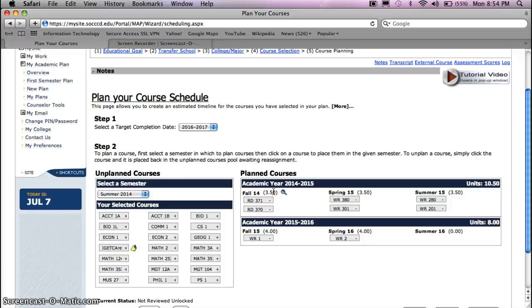As a point of reference, we know that the maximum number of units you can take without needing approval is 19 units. If you wanted to take more than 19 units, you would have to submit a petition to the counseling center, to the dean of counseling. We know that full-time is 12 units, 19 is the max load you can take without a special petition. Most students are in that 14 to 16 threshold each semester.